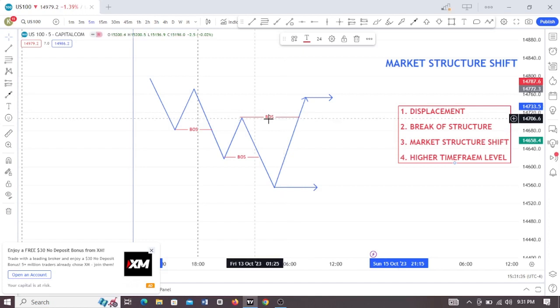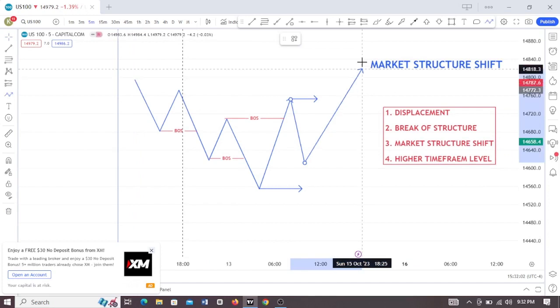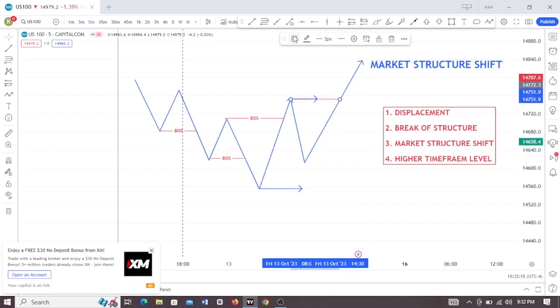For it to be a market structure shift, according to me, I have to see a fair value gap in between the displacement high and the displacement low, and I have to see the market retracing back to a fair value gap in a discounted market, then moving into the opposite direction again. So this is a displacement. So according to me, now when the market breaks this high, which it created, now this is known as a break of market structure.